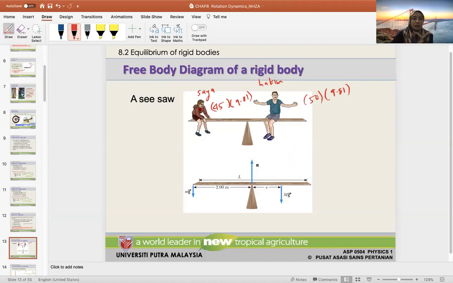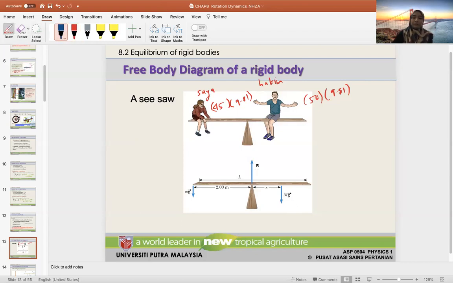So kalau saya punya free body diagram, saya ada mg, saya ada R, whatever, right? But now I'm not interested in myself. I only want to know what is the torque acting on the beam. So now the load that is acting on the beam is me. This is mg, 45 times 9.81, you know that. And the force from Hakim, 50 times 9.81. And then here is your R, because this is the point that it touches the benda tu lah, I don't know what it's called.